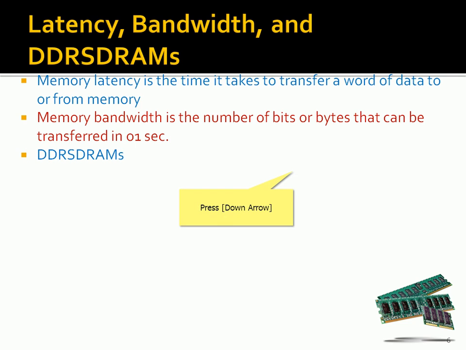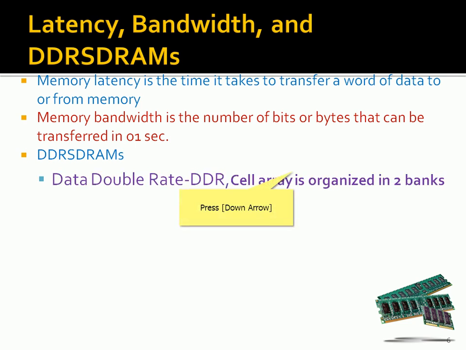So in DDR SDRAM, double data rate, the cell array is organized in two banks. One bank will transfer the data during the rising edge of the clock pulse, and the other bank will transfer on the falling edge of the clock pulse. So every rising and falling edge, that will be a double.